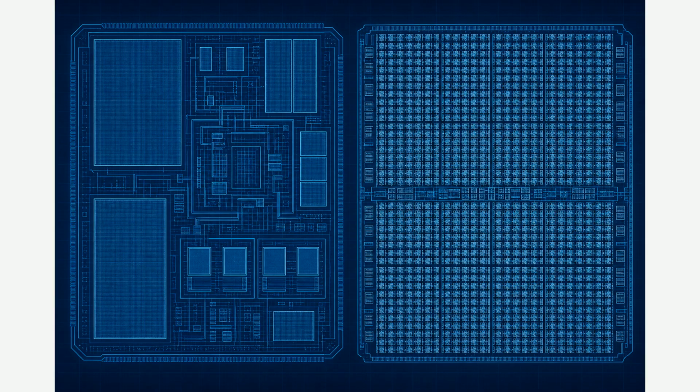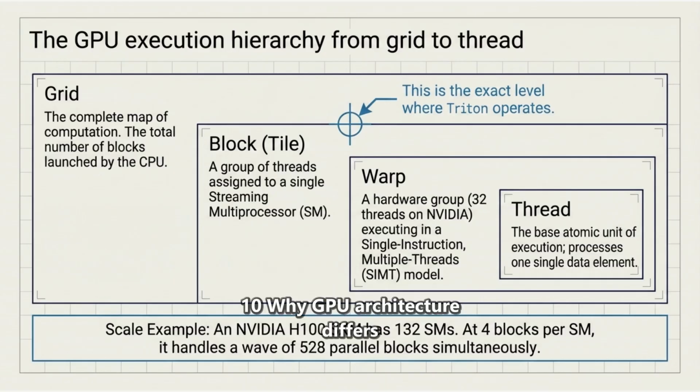CPUs and GPUs are engineered for different goals. CPUs focus on minimizing latency for a few powerful threads. GPUs focus on maximizing throughput across many lightweight threads. Understanding this design difference helps explain why GPU kernels require different optimization thinking.